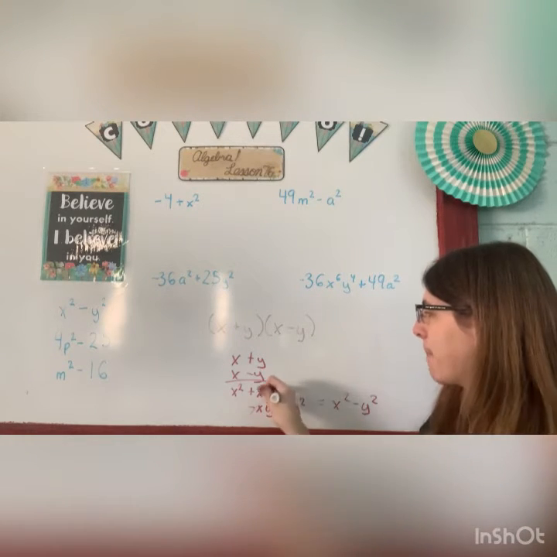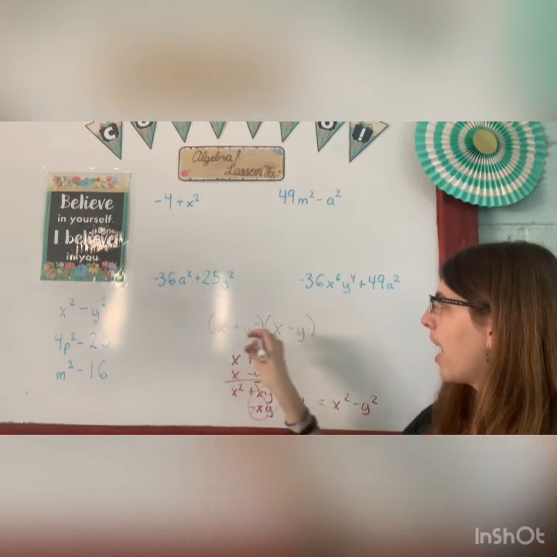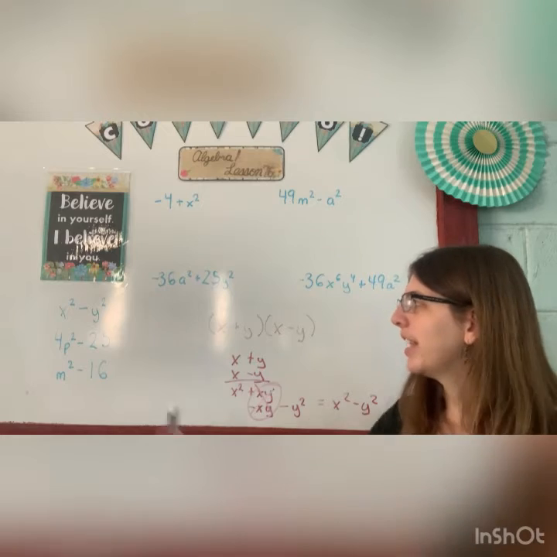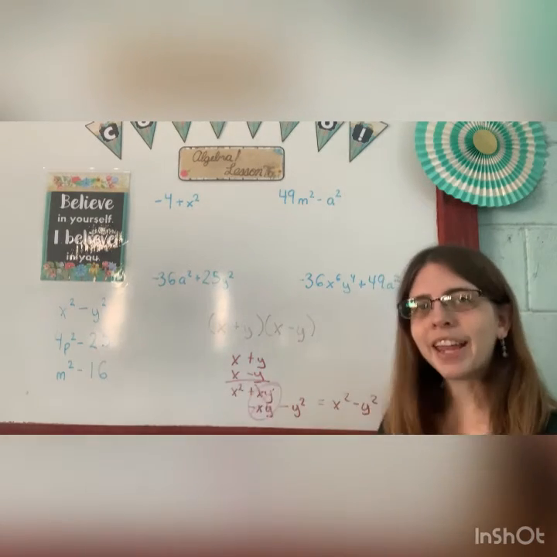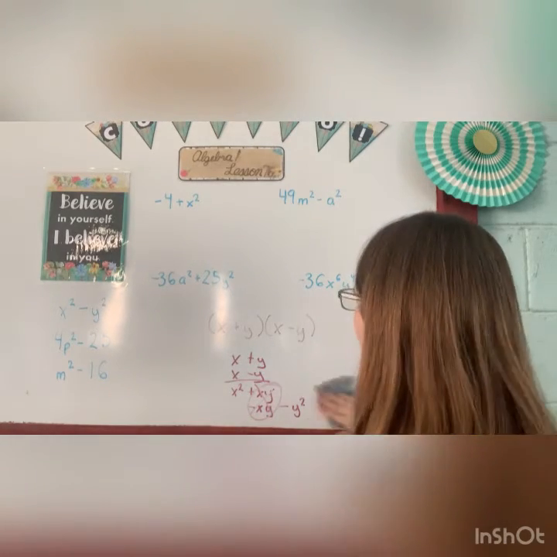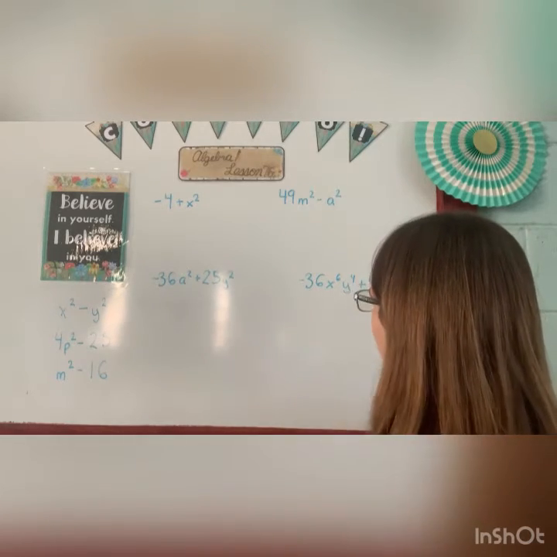So that's what happened to your middle term, it canceled out because one is positive and the other negative. So when you have a problem like this, where both terms are perfect squares and one is negative, that means you have a difference of squares. When you have a difference of squares, it's really easy to solve.